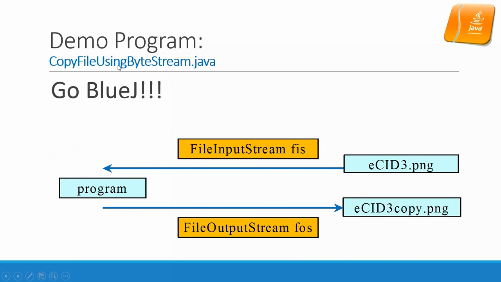Now let's look at the demo program, CopyFileUsingByteStream.java. Basically, this program demonstrates reading in an image file called ECID3.png, which is binary format, into the program, and then writing it out to ECID3 copy.png. Let's look at the program.